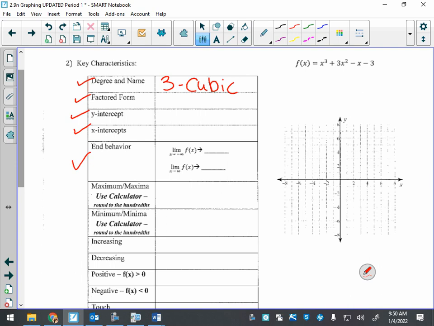Riley? Careful. Careful with your signs. Nick? Okay, when you split the middle, that's what you get. But is it fully factored? Yeah. Good. Remember, difference of two squares. Okay. What is my y-intercept? Yeah, Tommy. 0, -3. What are my x-intercepts?